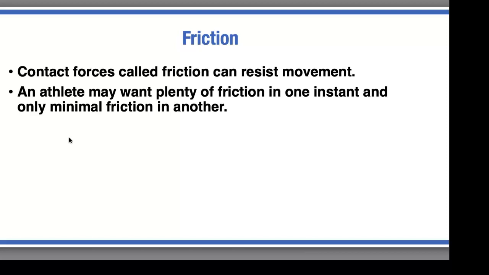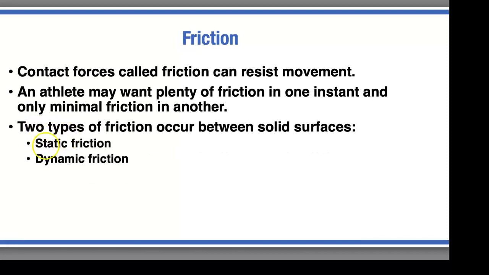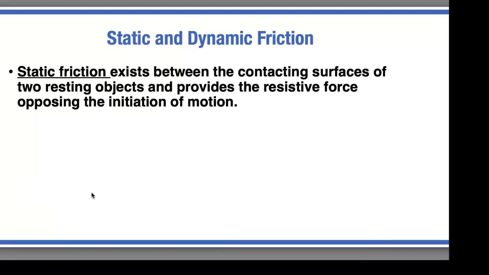So in hockey, when they're skating, they want a minimal amount of friction so they can go as fast as possible. You've got static friction and dynamic friction, the two types. Static is what exists between two contacting surfaces of two resting objects to provide a resistive force. One way of testing this, if I had a piece of plywood, you'd put your shoe on there, and how much grip your shoe has would determine how far you could tip it up before it slides.